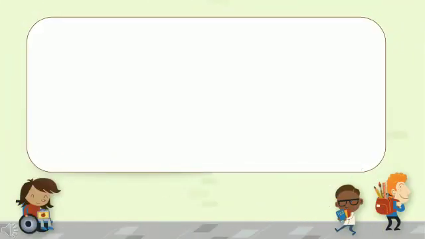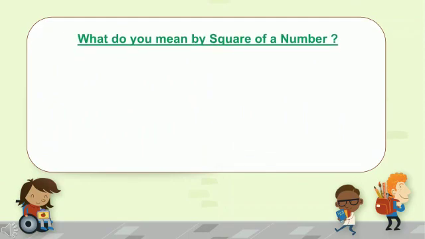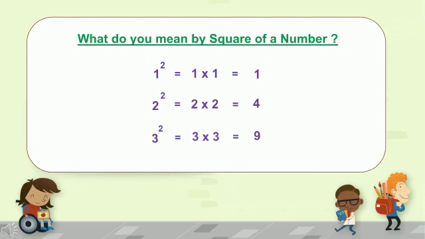Before that, I want to ask you, what do you mean by square of a number? When we multiply a number by itself, then the outcome is known as the square of that number. For example, 1 square is 1 ones are 1, 2 square is 2 twos are 4, 3 square is 3 threes are 9. So, that gives you a basic idea about what square is.